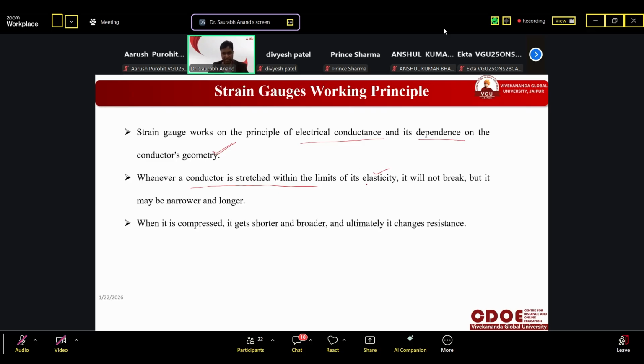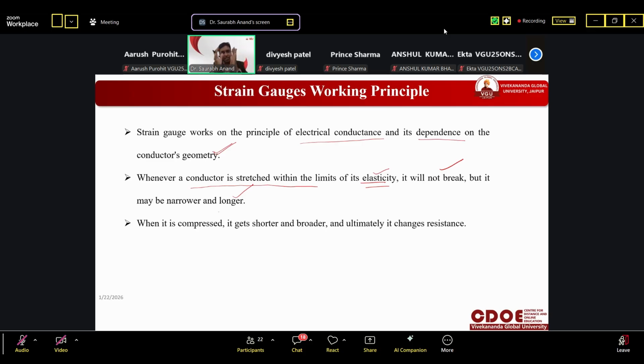That this is the limitation of its elasticity, right? So elasticity is the quality of that material. If we are continuously stretching, it should not be broken. It will not break, but it may become narrower and longer. So whenever we are stretching, it will be narrower and longer.